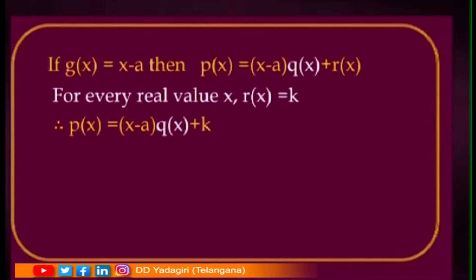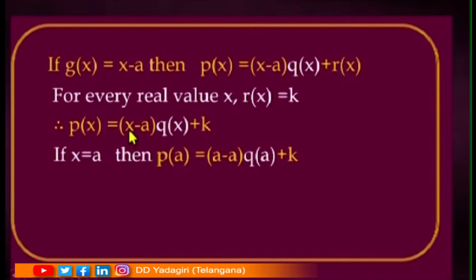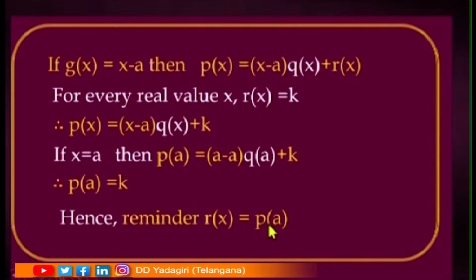So therefore P of x is equal to x minus a into Q of x, and in place of R of x you are going to put k, because you have taken R of x is equal to k. So if you put x is equal to a here, you can say P of a is equal to a minus a into Q of a plus k. So a minus a is going to be 0. So you can write P of a is equal to 0 into Q of a plus k. So you can say P of a is equal to k. Earlier you have taken R of x is equal to k, now you got P of a is equal to k. So therefore the remainder R of x is equal to P of a. So this is the proof of the remainder theorem.